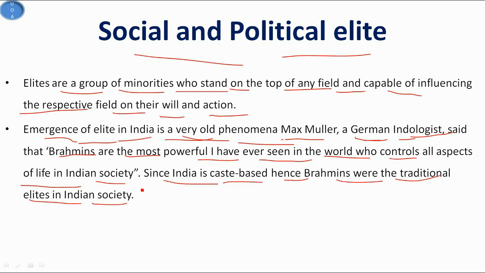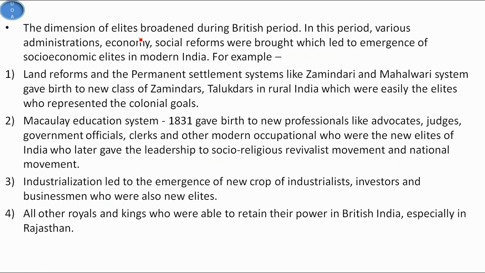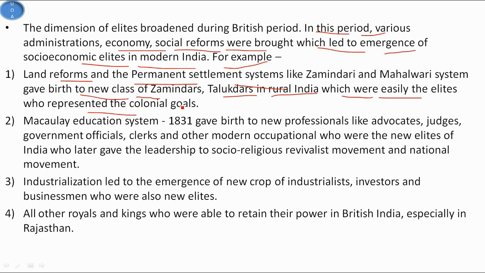During the medieval period, the foreigners, Muslims like Sayyid, Sheikh, Mughals and Pathan, became new urban elites who controlled the socio-political and economic aspects of urban India. But the dimension of elites broadened during the British rule. In this period, various administrative, economic and social reforms were brought, which led to the emergence of socio-economic elites in modern India. For example, the land reforms and the permanent settlement systems like Zamindari and Mahalwari gave birth to a new class of Zamindars and Talukdars in rural India, who were the elites representing the colonial goals.